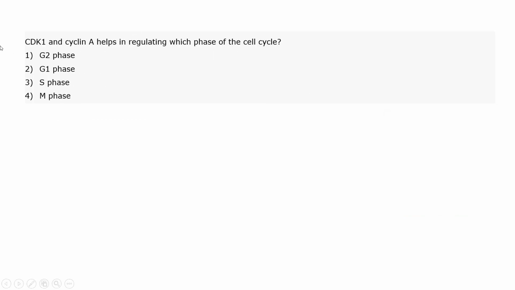Okay, coming on to the next question. CDK1 and cyclin A help in regulating which phase of the cell cycle? G2 phase, G1 phase, S phase or M phase? Cyclin A and CDK1. Cyclin B and CDK1 are involved in mitosis. Cyclin A interacts with CDK1 at which phase of the cell cycle? Yeah, I'm getting option number 1. Any other option? Does anyone else have any other answer?